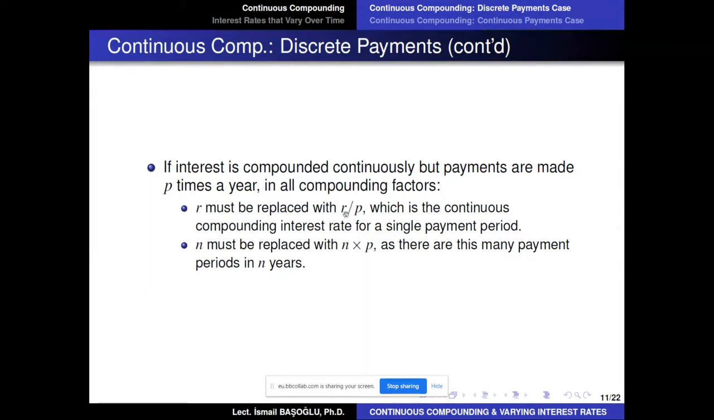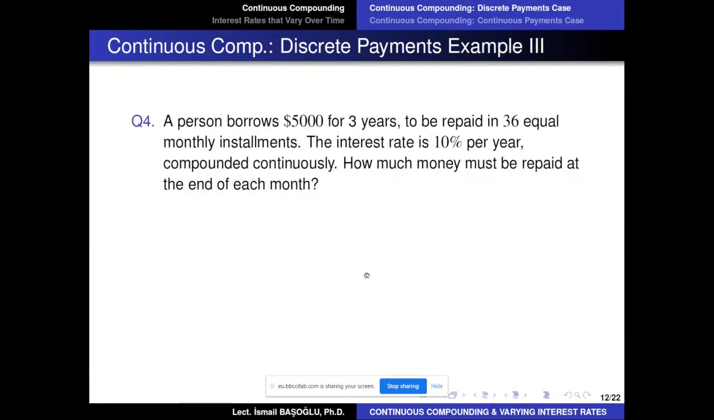So in all continuous compounding compound factors, the interest rate is going to be replaced with the interest rate that corresponds to the payment period, which is r over p, and the number of payment periods will be replaced with n times p. The number of years will be replaced with the number of payment periods. Now, let's solve this question to understand this better.